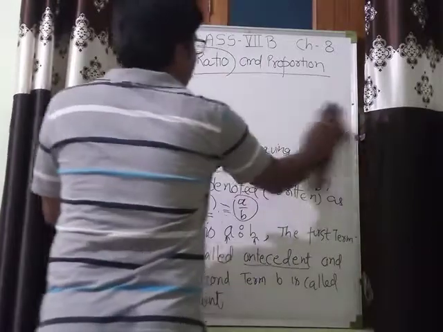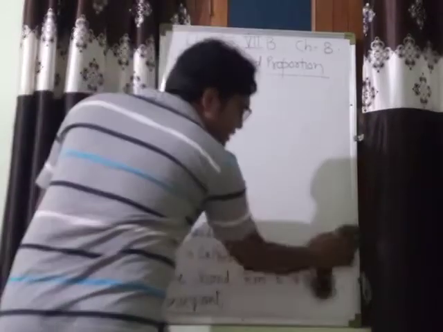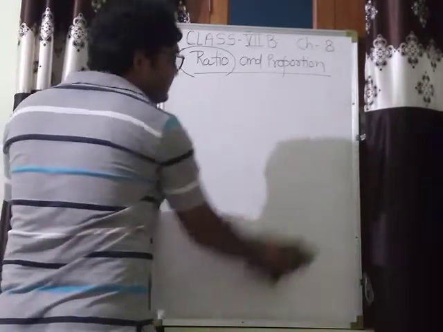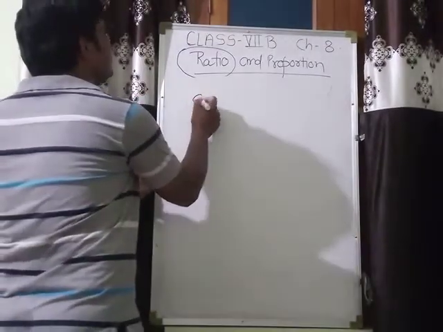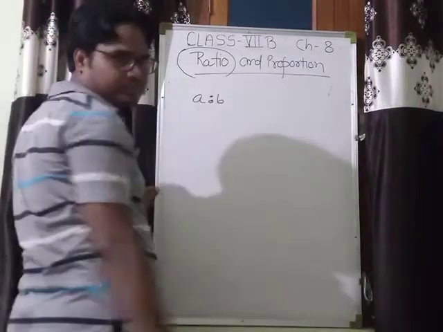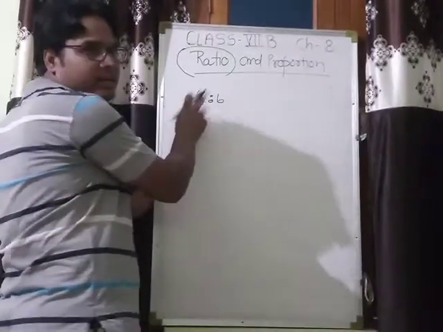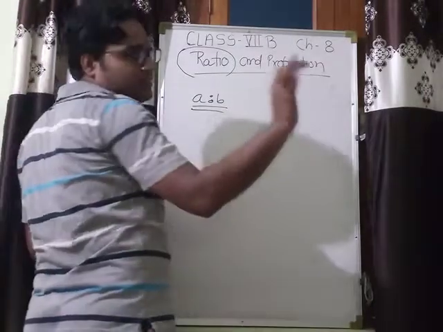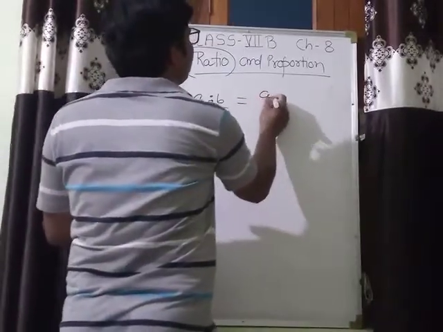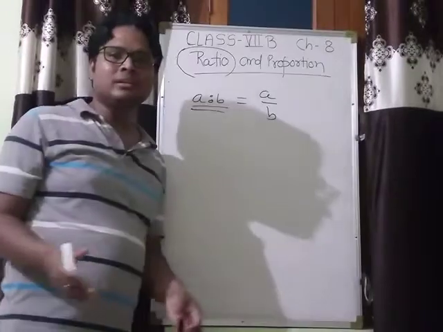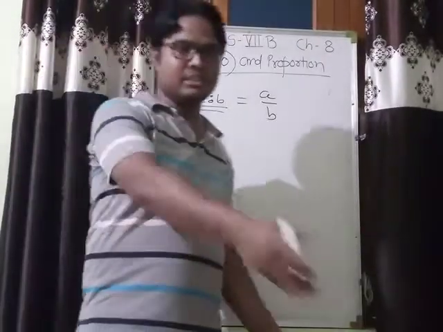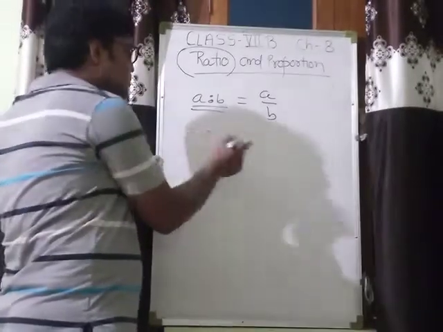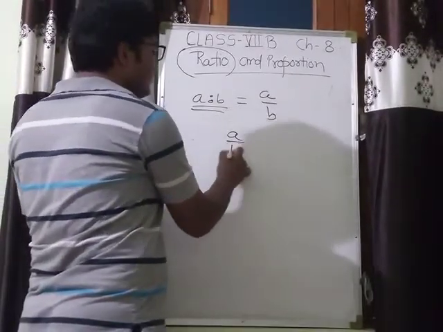Ratio of two quantities, and those quantities must have the same units, means they must be of the same kind. The ratio of two quantities A and B is represented by A is to B, and this is nothing but the same as a fraction, which you read in class 7 in the beginning. Okay? Clearly, what is the property of fraction?